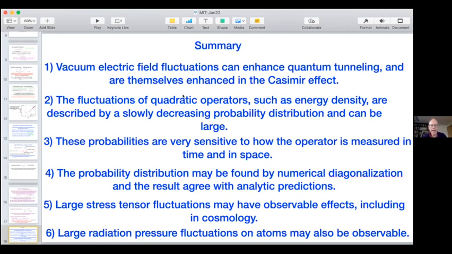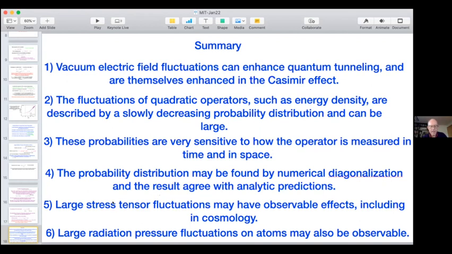Second point is the fluctuations of quadratic operators, such as energy density, are a little bit more complicated, but they're also described by a probability distribution that decays relatively slowly. So the probability of large fluctuations is considerably greater. But these probabilities are also very sensitive to how the operator is measured, the details of the sampling function, which again is tied to the details of the shapes of laser pulses that might be used in the experiment or similar issues. And on the theoretical side, the information about the probability distribution we have in four dimensions can be found either from some analytical estimates from the rate of growth of moments, or by numerical diagonalization calculations of a finite number of degrees of freedom. And these two approaches seem to agree.